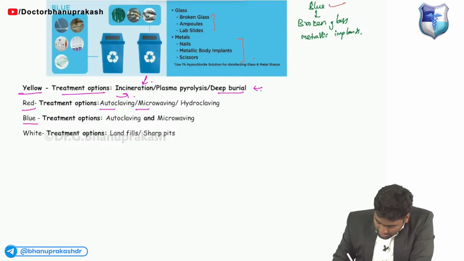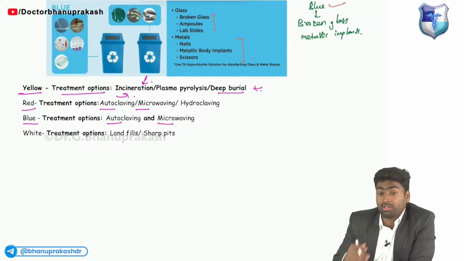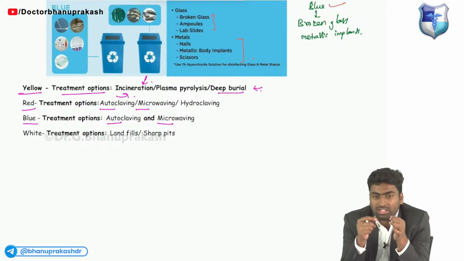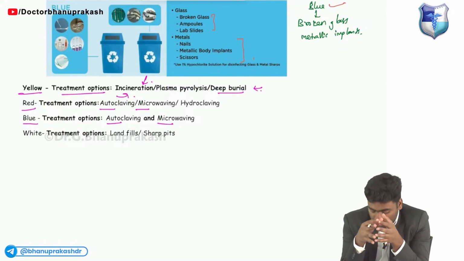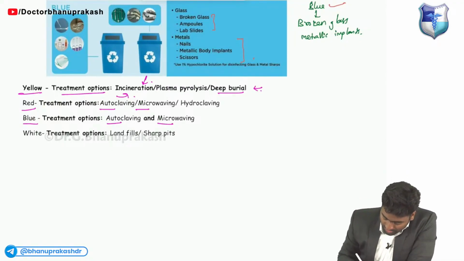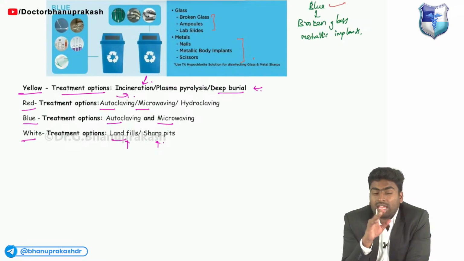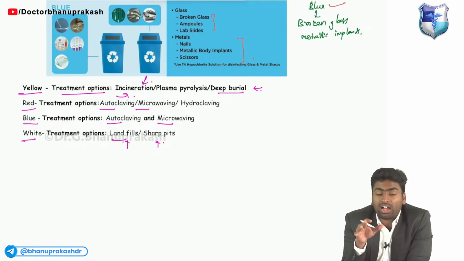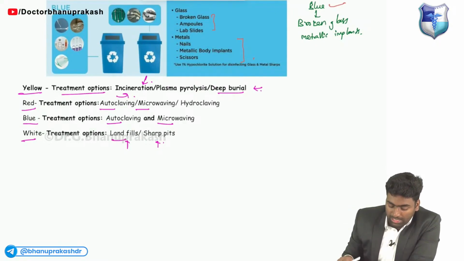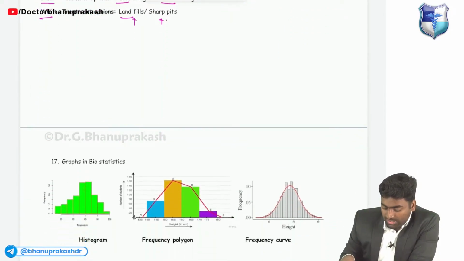And blue, what we'll do, we'll do the same autoclave and microwaving, then after that we'll shred them and use them in construction of roads, fine. And white, you will need to landfill them or put them in a shop, okay. Mostly this is what we use for biomedical waste and how it will be managed.